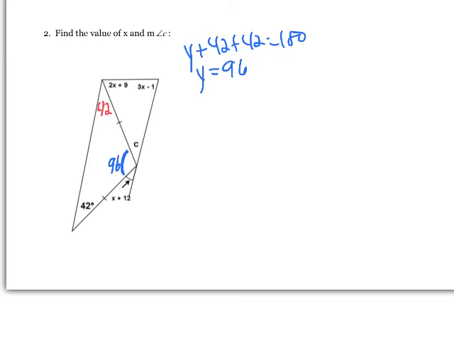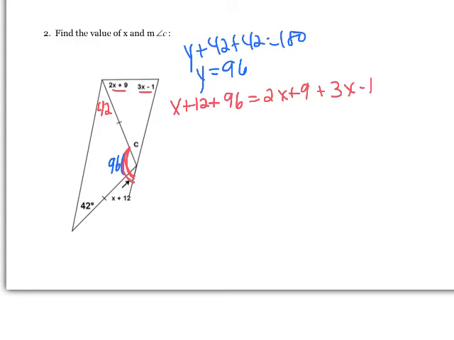Now what I can do, and this is kind of a doozy of a problem, but it's good to challenge you a little bit, is take the 96 and add it to the x plus 12, and that is an exterior angle. That's going to be equal to the sum of those two. That's the only way I can solve for x, because I have one equation and one unknown. So the exterior angle is x plus 12 plus the 96, and that's equal to 2x plus 9 plus 3x minus 1.